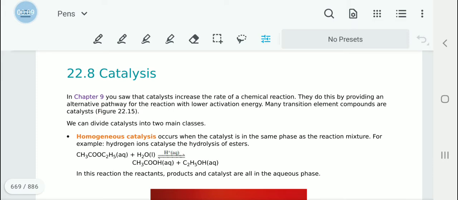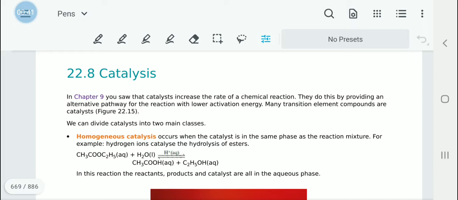Catalysis is what we are going to discuss. You know that a catalyst increases the rate of a chemical reaction. How they do it is by providing an alternative pathway for the reaction to occur with a lower activation energy. In chemistry, there are biological catalysts as well, but we mostly talk about non-biological catalysts. Many transition elements are catalysts in the chemical reactions that take place.